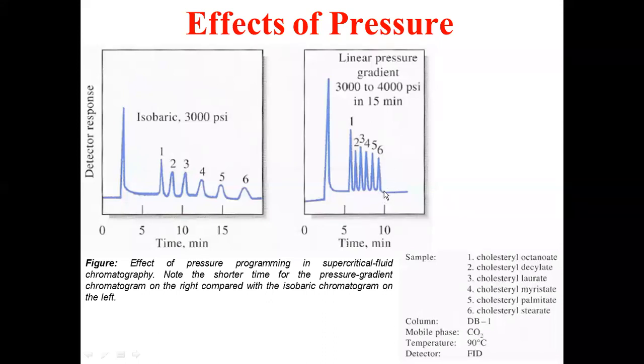So this reduction of the baseline width is a consequence of reduced band broadening, and hence the height of the theoretical plate will be decreased. Therefore, the column efficiency can be increased. So this slide reflects the influence of pressure programming on the success of the separation science.